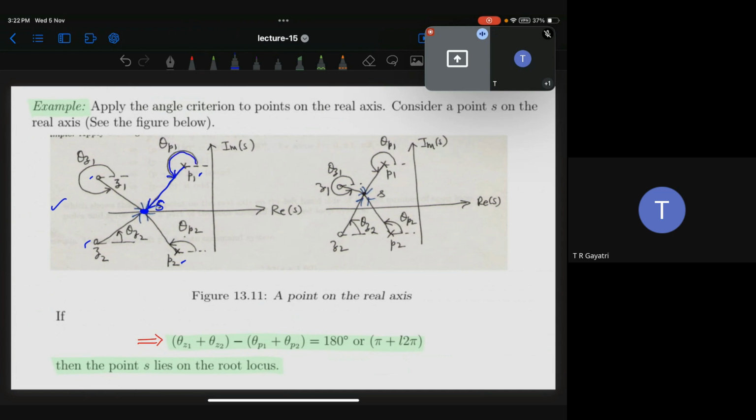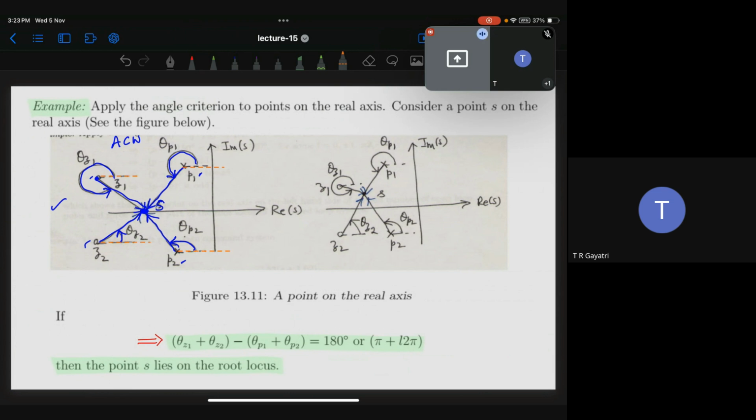Is this clear? Yes, sir. From this pole also you draw a line, find this angle. From this zero also draw a line, find this angle. From this zero also draw this line, find this angle. You see what is the common thing here? All the angles are anti-clockwise, and they are with reference to this horizontal line. You see that? So they are all referenced to this horizontal line.